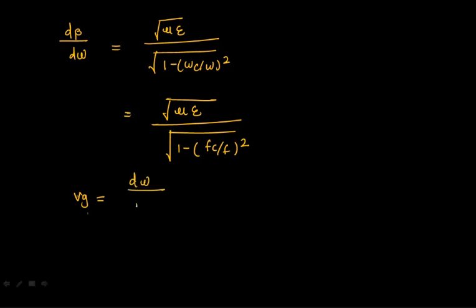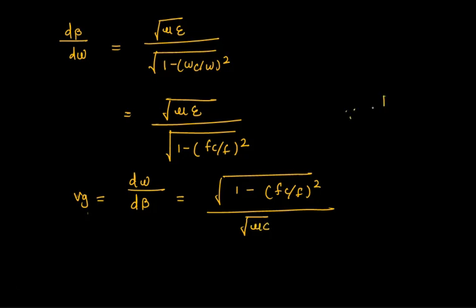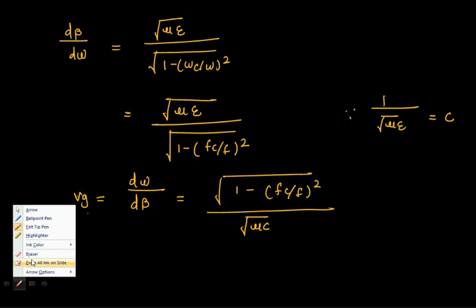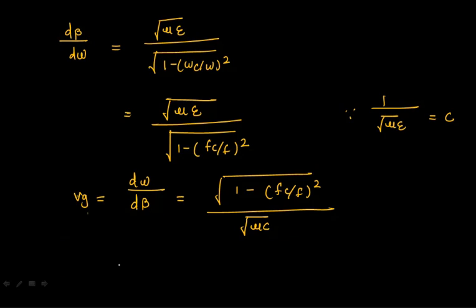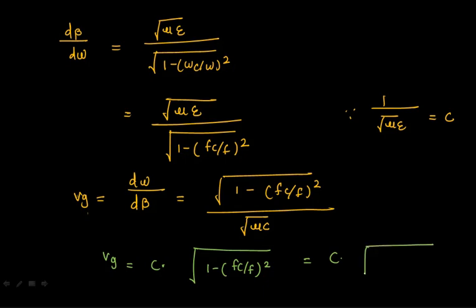So d omega by d beta, which comes now, I am just going to write this equation and this equation down. Now I know that 1 upon root of mu epsilon is nothing but the velocity of light. So group velocity, if I'm writing in terms of this velocity of light, this equation right now will become Vg is equal to c into root of 1 minus fc by f square. And in terms of the wavelength, c into root of 1 minus lambda 0 by lambda c square.